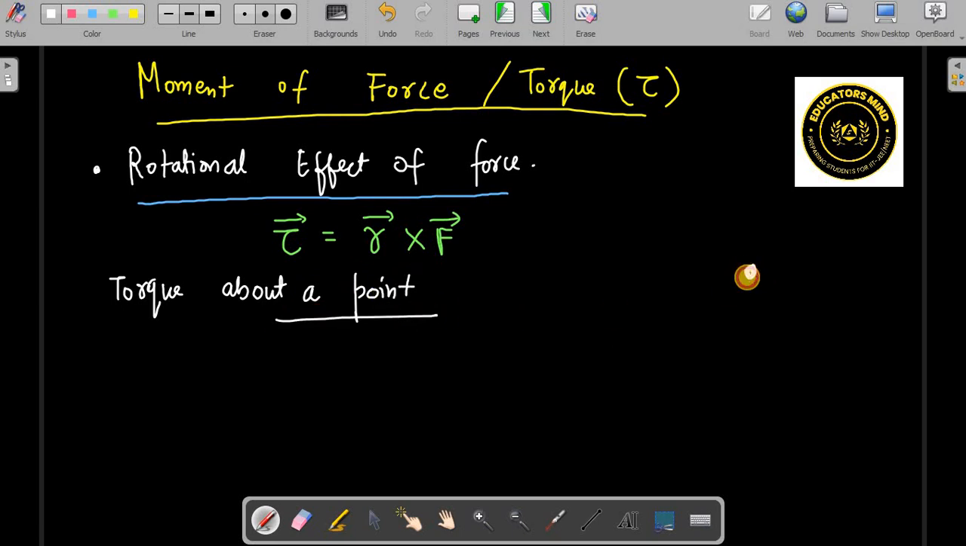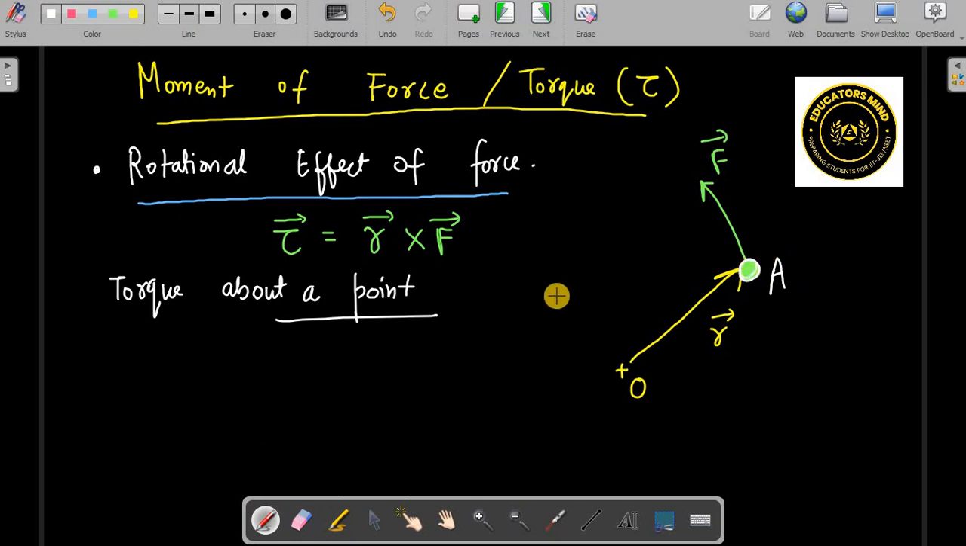Suppose for example this is a body, and with respect to a point, let's consider the point as O. Then this is the position vector. This object has a position vector R, and there is a force acting on this body in this manner. I can represent the force vector like this. The position of the body is here. Let's say this point is point A.